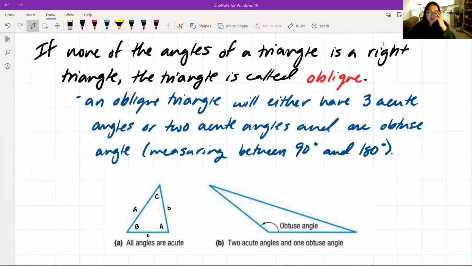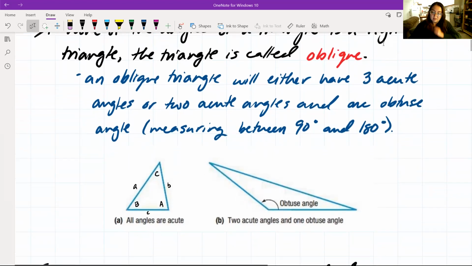Or you can have an oblique triangle that is just three different acute angles. If we look at our image here, on our right, we have our two acute angles and one obtuse angle. Our obtuse angle is our wide angle here. These would be our acute angles at each end. Then on our left, where all angles are acute, we have this triangle here. It's a little lopsided, a little funky, but we see the sides correspond to certain angles.